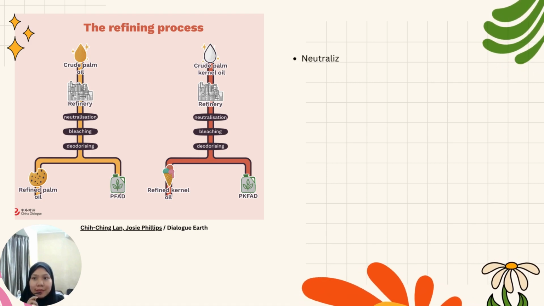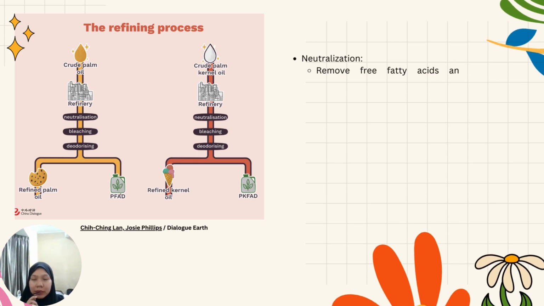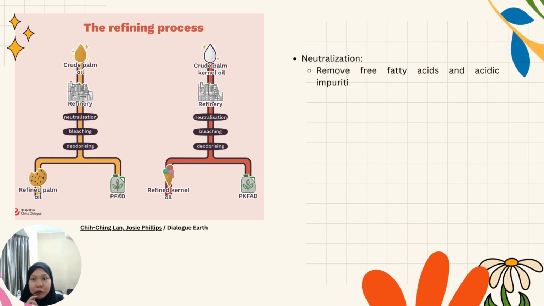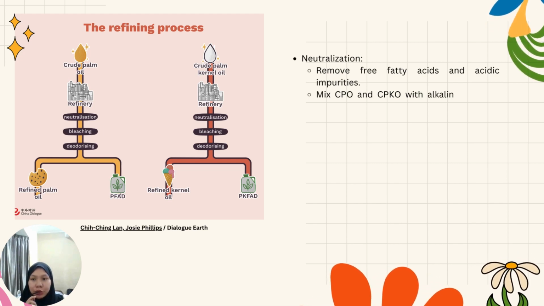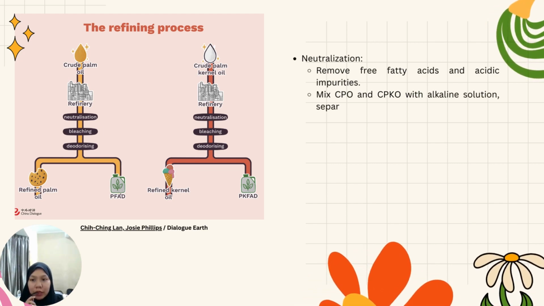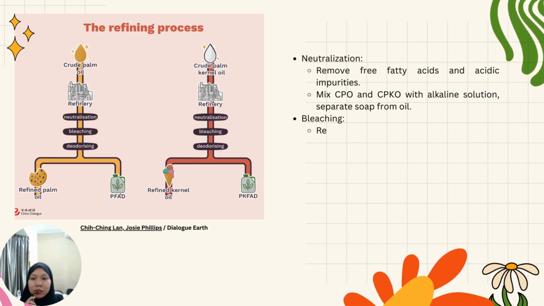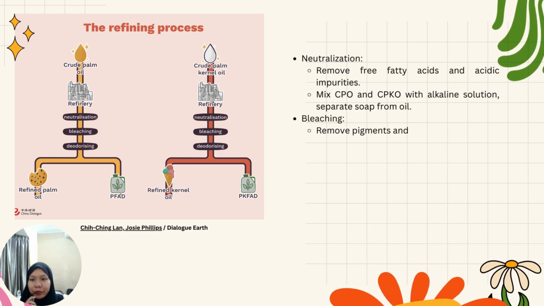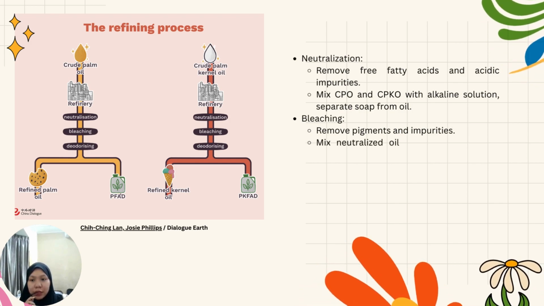The refining process aims to purify and improve the quality of the crude palm oil and crude palm kernel oil. First, neutralization aims to remove free fatty acid (FFA) and other acidic impurities from the crude oil, improving its flavor, color, and stability. In the neutralization of CPO, an alkaline solution is mixed with the oil to react with free fatty acids, forming soap. The soap is then separated from the oil through centrifugation or settling.